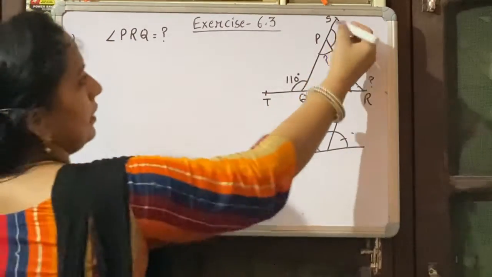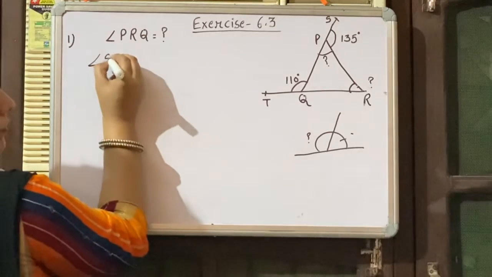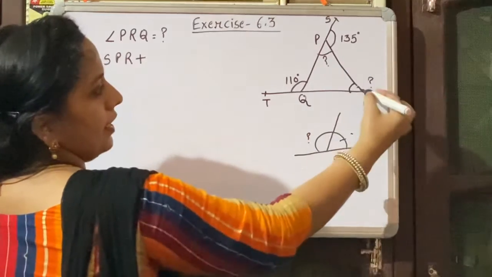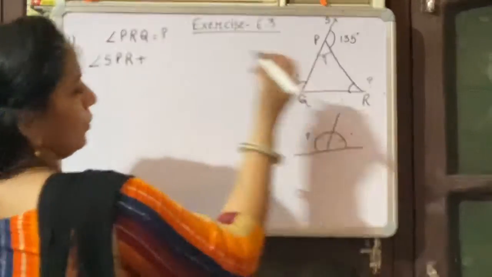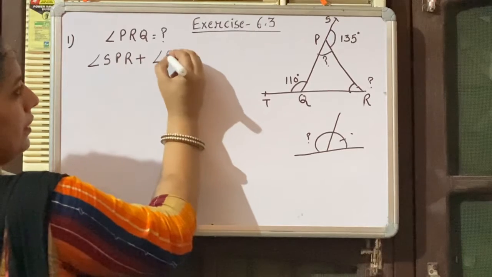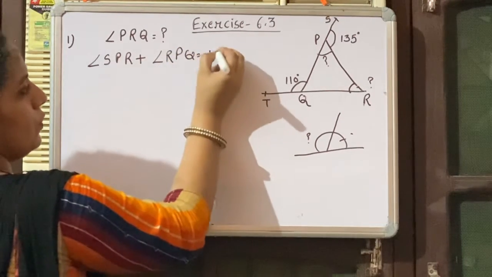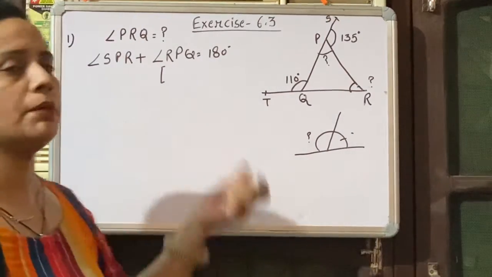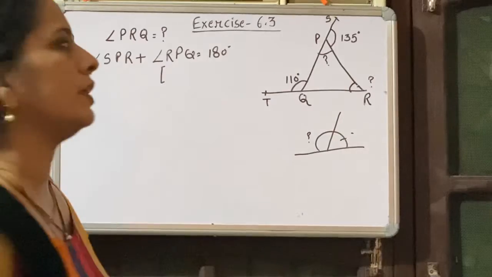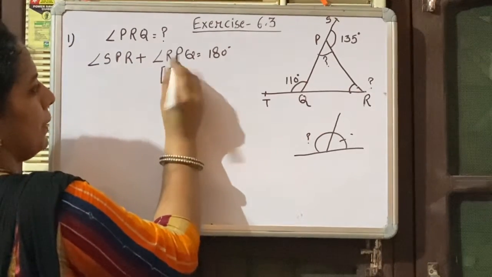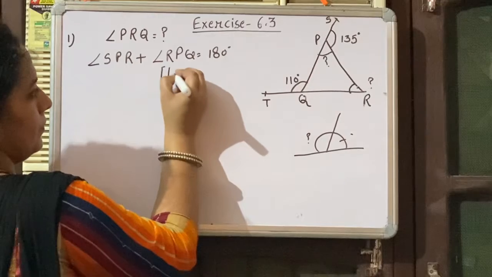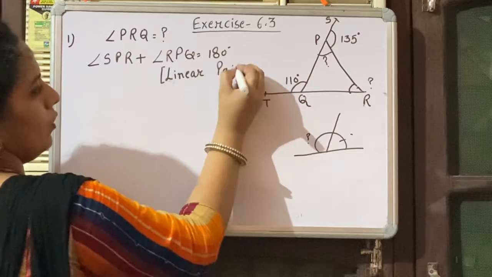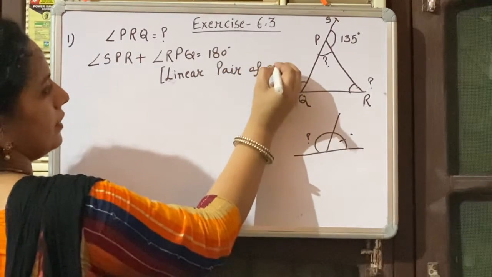So we can write here: the sum of angle SPR plus angle RPQ is equal to 180 degrees. We have to write the condition in the bracket. Which condition did we use here? This is linear pair of angles.